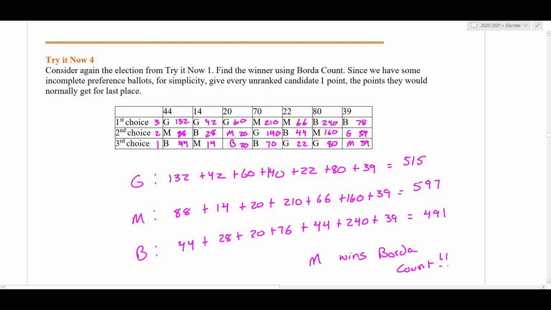All right, guys, that's it for today's lesson. Tomorrow we'll look at some of the issues with Borda count and see if we can find out what can go wrong with a Borda count type election.